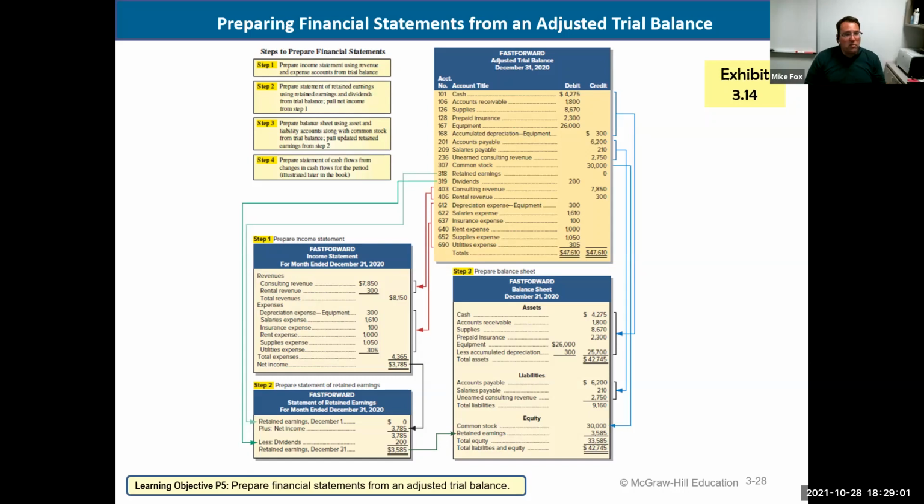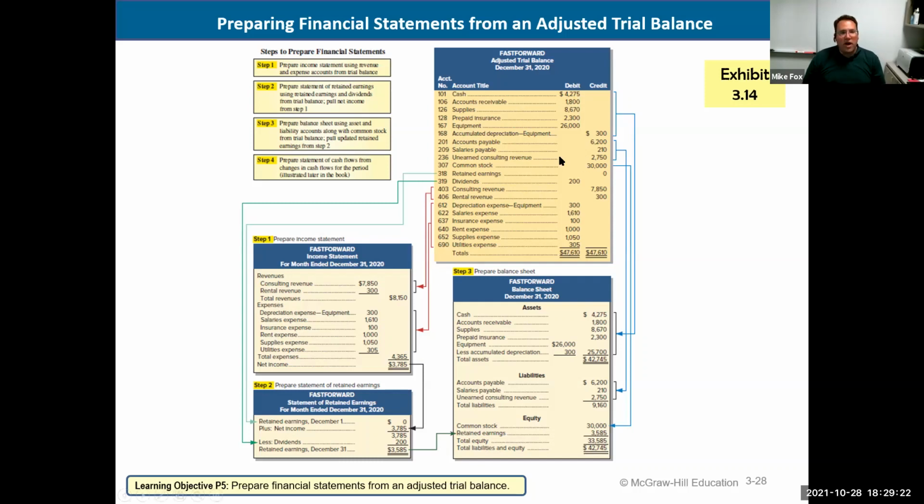So the first is, how do we prepare financial statements from an adjusted trial balance? So after we do all of those adjustments, we take our unadjusted trial balance, which we would have had, and then we calculate the new balance of all the accounts with those adjustments in it, and that creates what's called an adjusted trial balance. That's right here on the upper right.